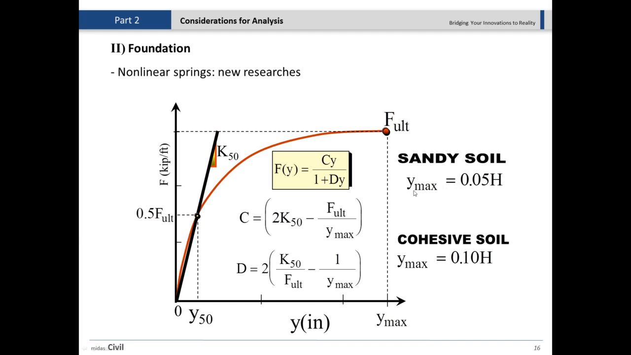This is so easy. For example, Y maximum for sandy soil is going to be 0.05 H, where H is the height of the abutment, or the depth of the soil that you have. And there are different options for the cohesive soil. So these will be constant, depending on the height, and then you calculate this K 50 based on the slope of this line. Easily you can just go ahead and get your curve defined.